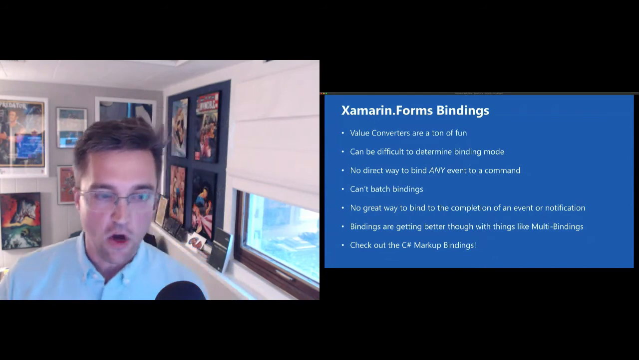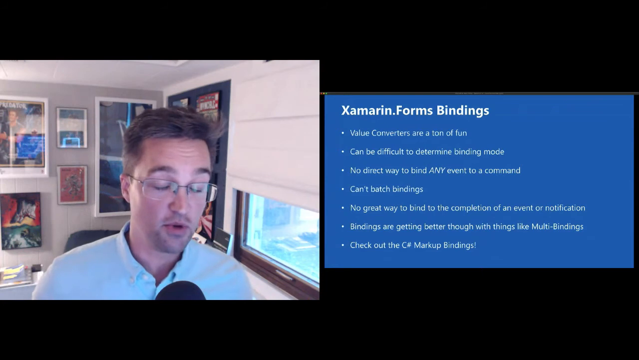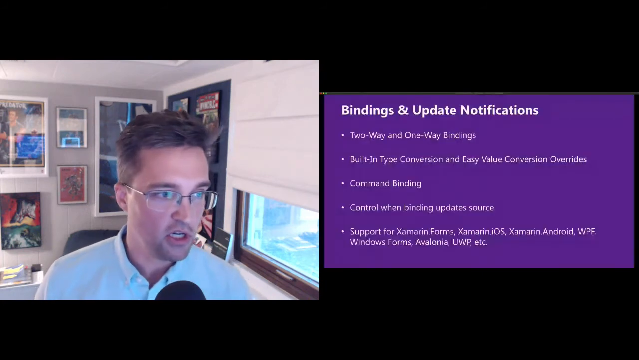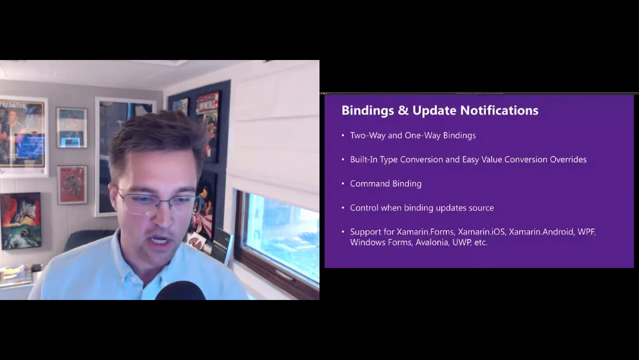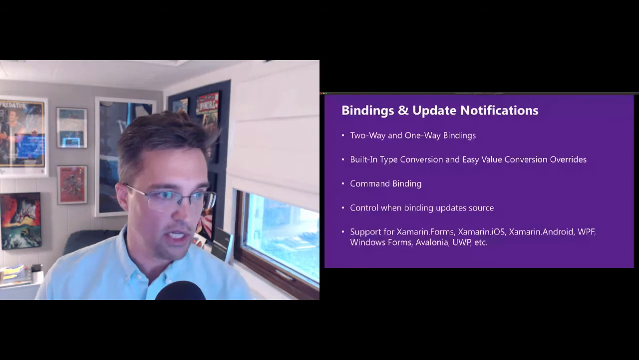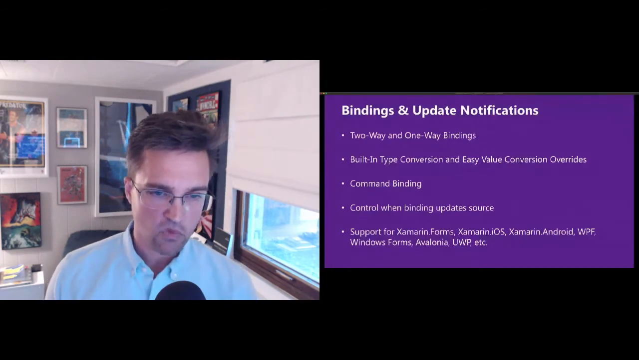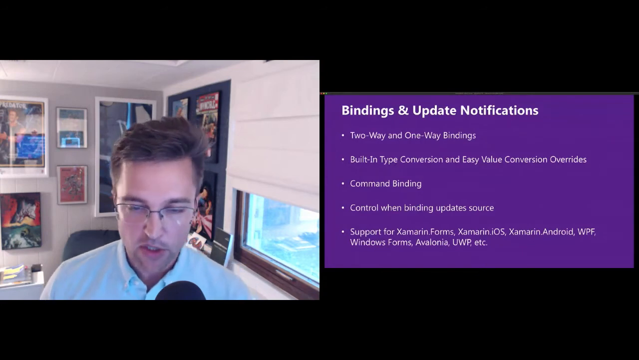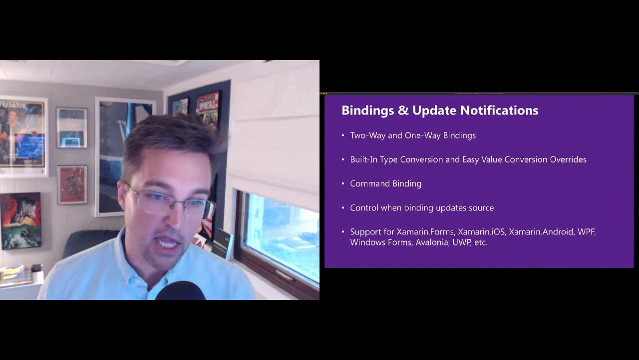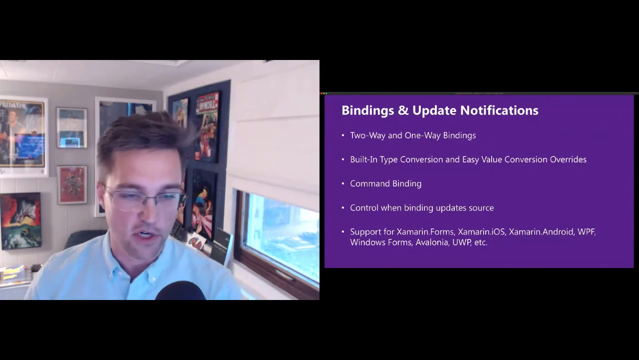bindings. All that stuff that I mentioned there, we get out of the box with Reactive UI. We've got two-way, one-way bindings. Type conversion is extremely straightforward, very similar to what you see in that C# markup language, where we can do inline binding conversion. We can control when our bindings update our source. So if we want to delay an update, maybe delay updating our binding until somebody has left a form field, it's very easy to do.